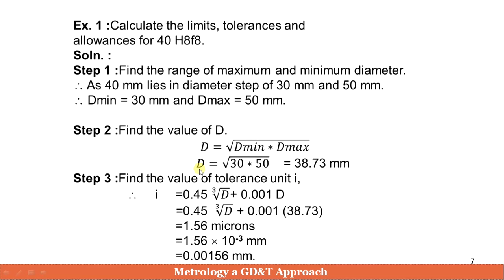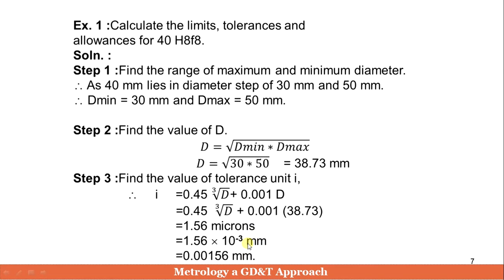So when we have got capital D, the geometric mean, then we can find the value of the tolerance unit, which will be equal to 0.45 cube root D plus 0.001 times D. In this case, we just have to substitute this D value and then we can obtain the value as 1.56. The unit will be microns. Please remember that the value calculated for I will always be in microns and we have to convert it in millimeters.